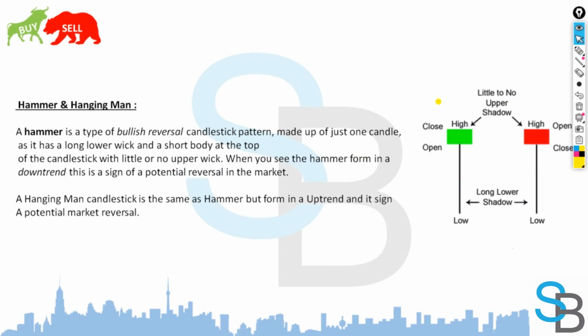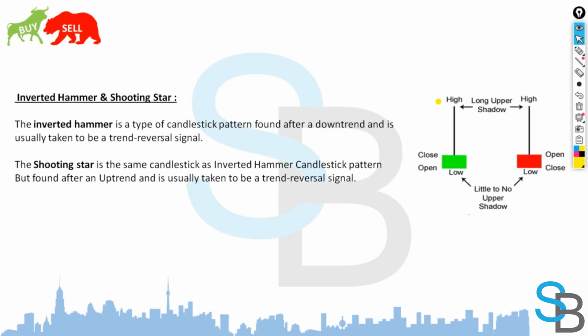Okay. In the third point, we are going to see inverted hammer and shooting star. So the inverted hammer is a type of candlestick pattern found after a downtrend, and it is usually taken to be a trend reversal signal. The shooting star is the same candlestick as the inverted hammer candlestick pattern, but found after an uptrend, and is usually taken to be a trend reversal. So the inverted hammer and the shooting star are the same candlestick pattern, like this. This is the candlestick, but we differentiate it by the trend.